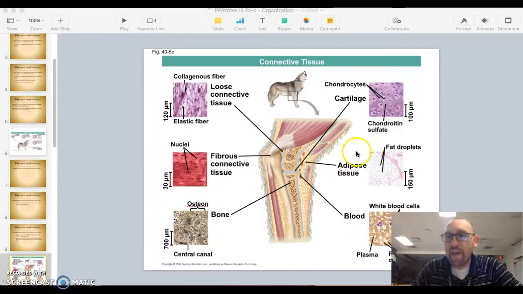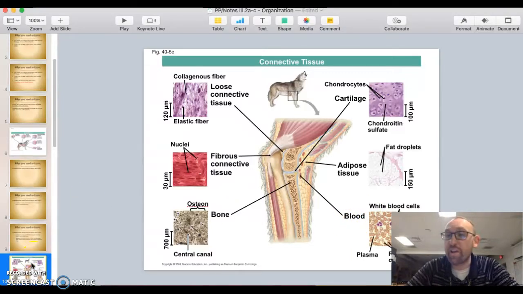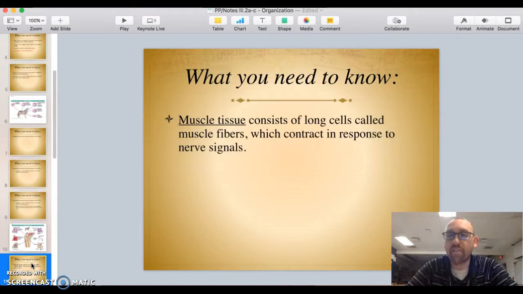And then you have what's called adipose tissue. Adipose tissue is like fat, and then blood is actually considered a connective tissue because it connects and carries nutrients throughout the body. So that's one that often is pretty interesting, that blood is actually a connective tissue.